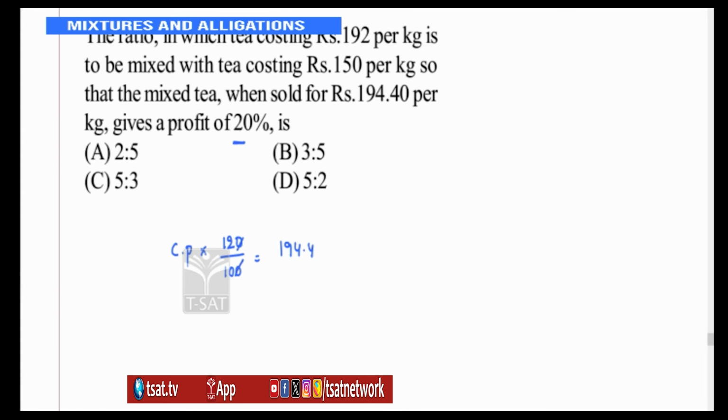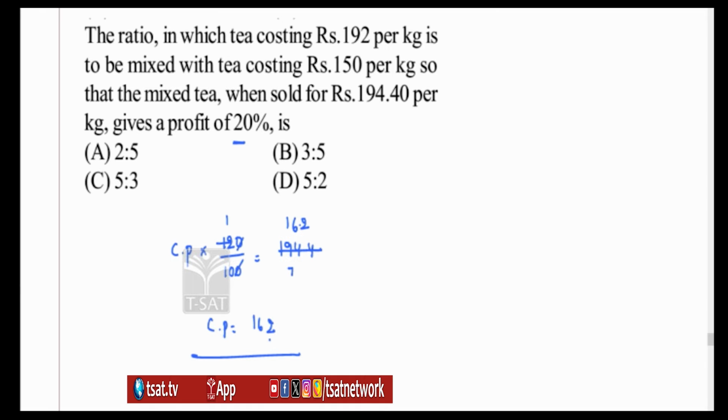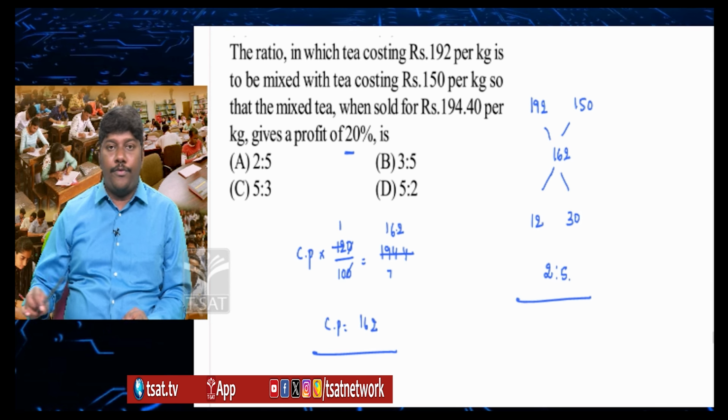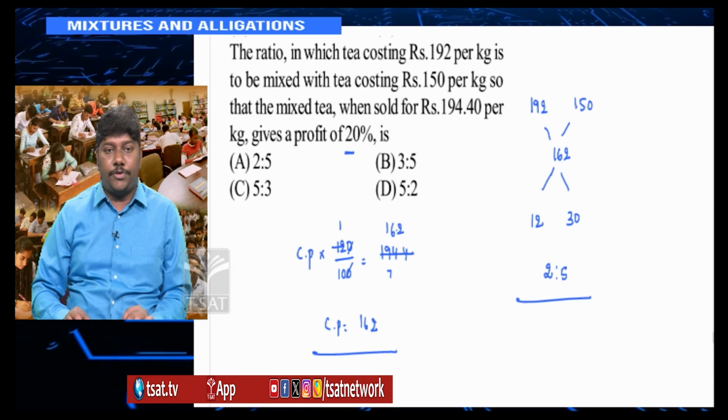Zero anyway cancels. Cancel it in the 12 table, and then again. So the mixture must cost 162. But what is the first type? It is 192 rupees per kg. The second type is 150. What is the mixture cost? 162. Therefore, the difference here is 12. The difference here is 30. The ratio must be 2:5. You are adding them in the ratio 2:5. So this must be mixed in the ratio 2:5.